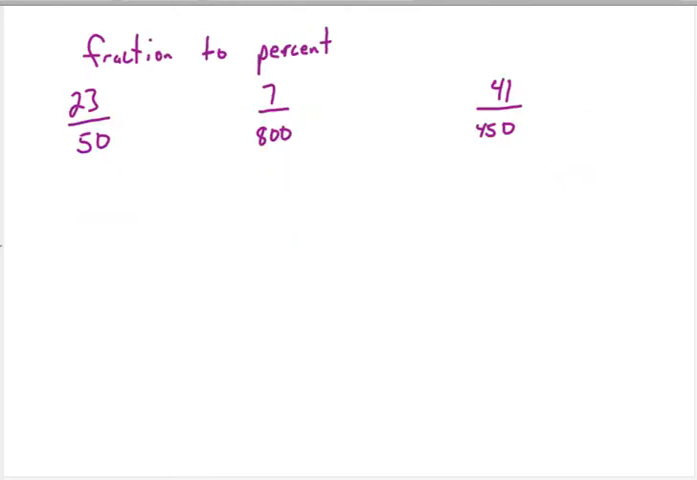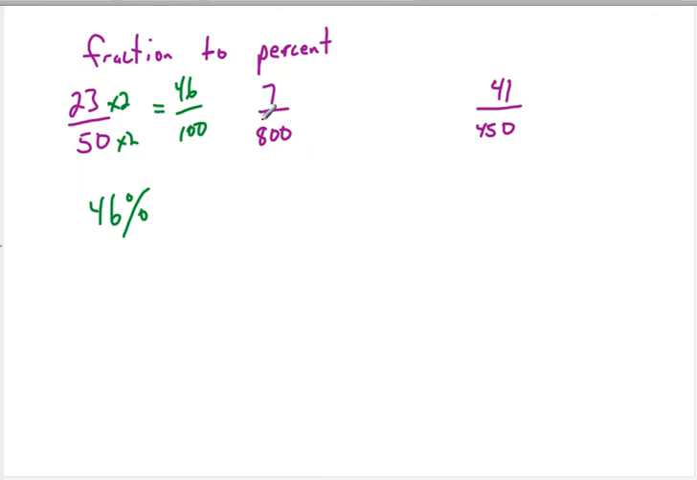Alright, moving on. Fraction to a percent. Sometimes this can be very easy because, as we know, the word percent is over 100. So to make this 50 into 100, I just multiply by 2, which I would also have to do to the top. Multiply by 2. And so we would get 46 over 100, and so we just say that's 46%. It's not always so easy as this example.